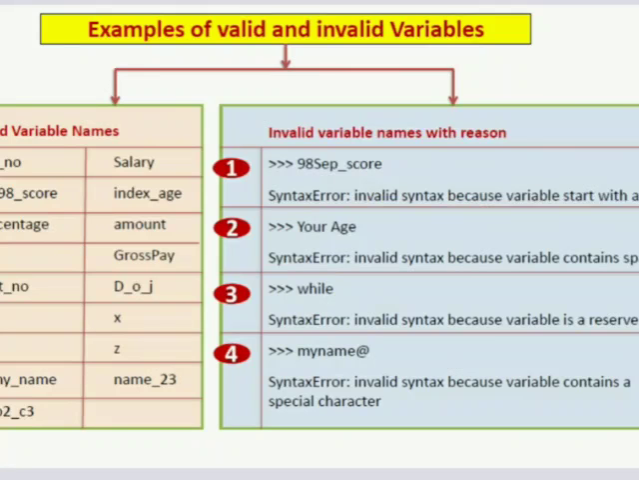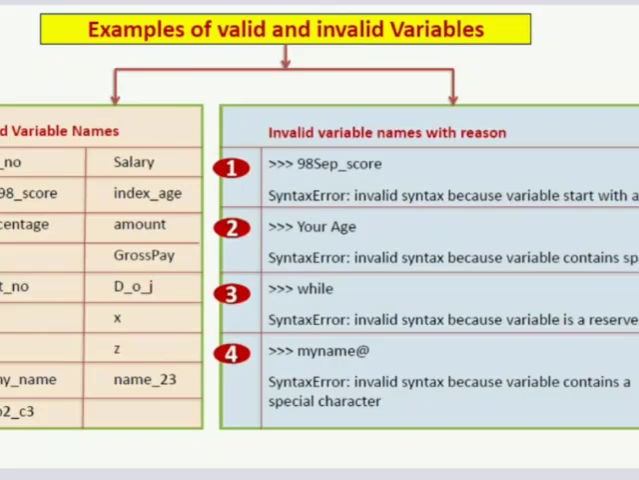Now let us consider some examples of valid and invalid variable names. First of all, have a look at the valid variable names. The first one is roll_no. This is allowed because underscore is allowed in a variable name. It is coming in between two letters, so it's okay. SAP98_score is also correct. 98 is not coming at the beginning, so it is allowed.